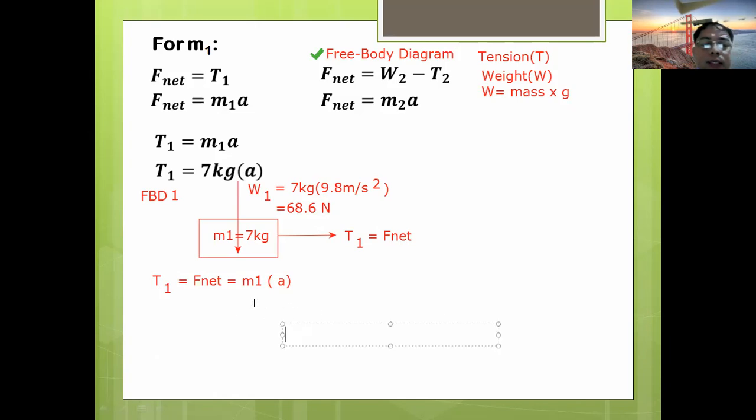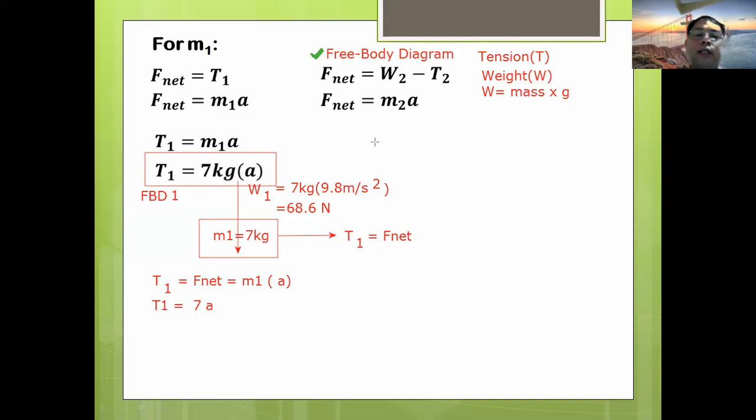The bodies here are connected. So if we try to find our T sub 1, since it is connected to the mass of 7 kilograms, its expression must be 7A, where A is the acceleration. That acceleration value, by the way, is not yet determined. We don't know that yet. So again, T sub 1 here in the box is a result of net force, M1 times A.